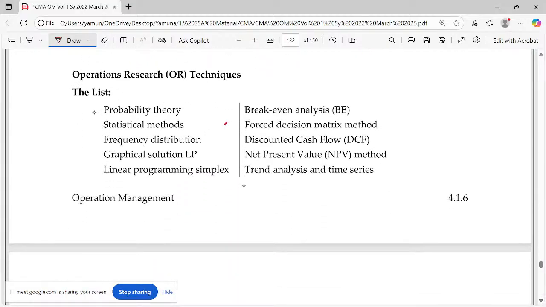So these are all techniques we have: probability theory, statistical methods, frequency distribution, graphical selection. You don't need to worry about all of these headings. Probably you know them already. Break-even analysis, you know. Discounted cash flow, you know. Just go for the FM side.